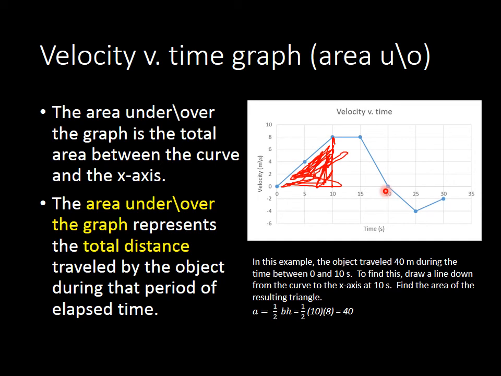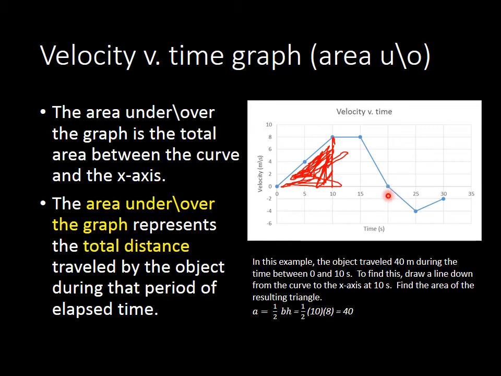So the velocity versus time graph is probably the most versatile of the three kinematic graphs, because we can figure out distance traveled or position, we can figure out speed, we can figure out acceleration, we can figure out direction. So we can pretty much find all of our kinematic quantities, all of those things that we use to describe motion, from this one graph. This one is probably the most useful one.